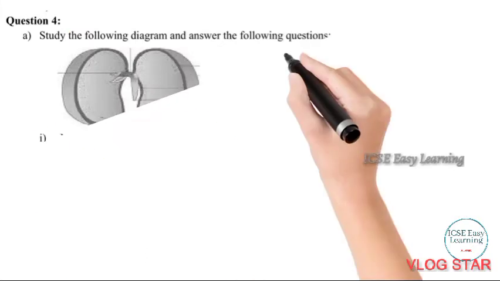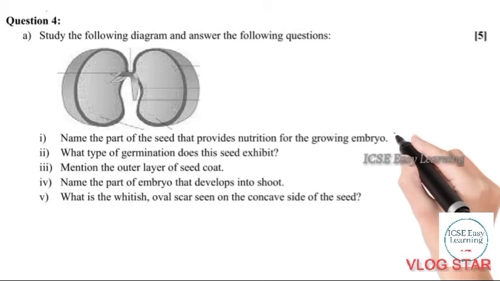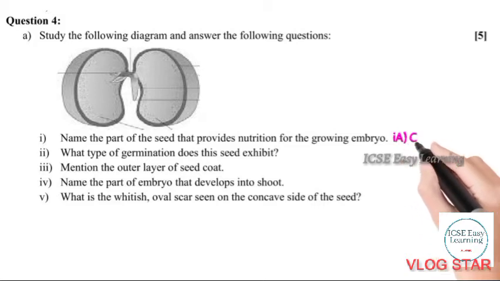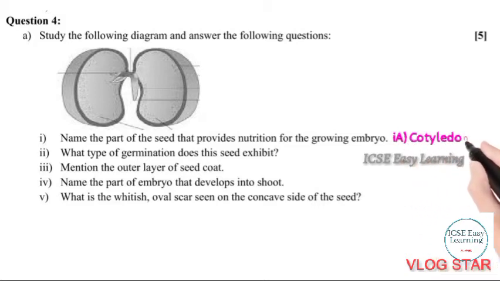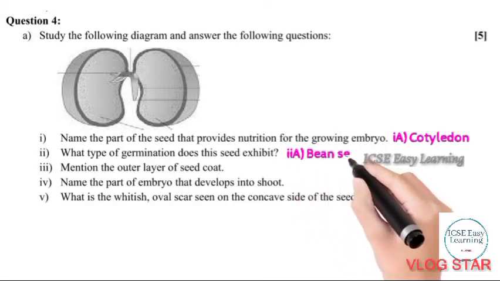Question number 4 consists of 10 marks. A bit, it consists of 5 marks. Study the following diagram and answer the following questions. Question number 1: Name the part of the seed that provides nutrition for the growing embryo. The answer is cotyledon. Second question: What type of germination does this seed exhibit? This seed exhibits the germination of a bean seed.